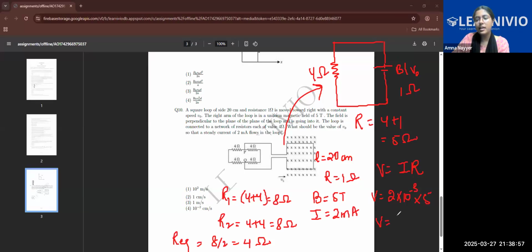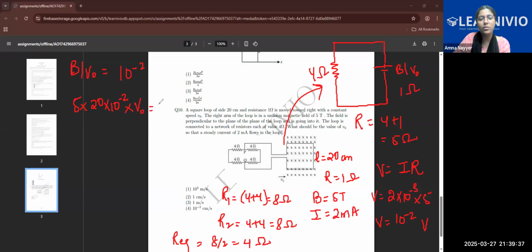So this is 10 to the power minus 2 volt. Now, your voltage is equal to the motional EMF. So your BLV0 is equal to this value only, 10 to the power minus 2 volt. What's the magnetic field? 5. Length is 20 centimeters, 20 into 10 to the power minus 2.